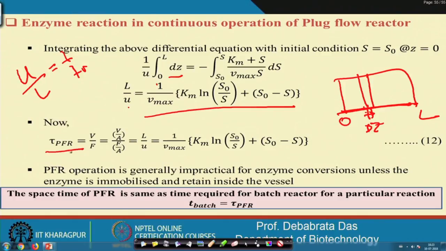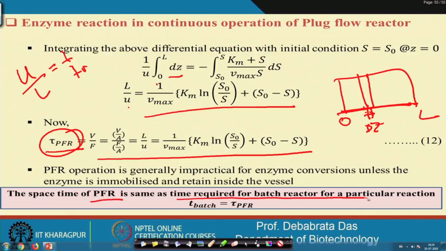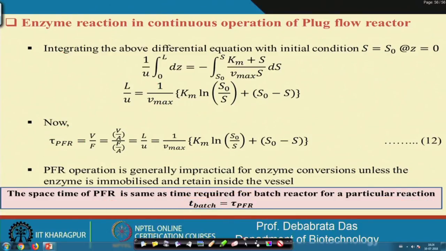So tau plug flow reactor means space time in the plug flow reactor, how long the liquid remains in the reactor to convert S0 into S, that can be explained like this. Now if you look at this expression and the batch expression, we will find they are almost the same. So we can write that the space time of the plug flow reactor is the same as the time required for the batch process, because T batch equal to tau plug flow reactor.